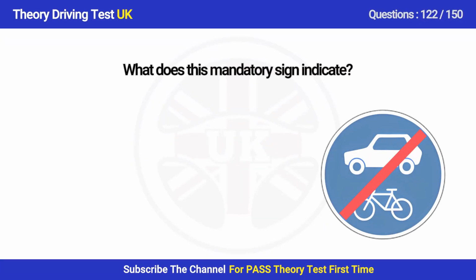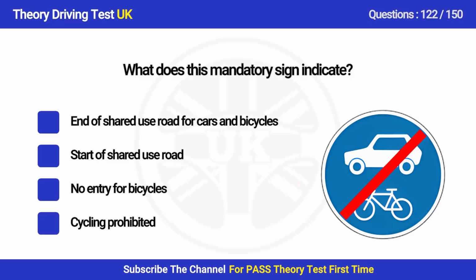Question 122. What does this mandatory sign indicate? A. End of shared use road for cars and bicycles. B. Start of shared use road. C. No entry for bicycles. D. Cycling prohibited.